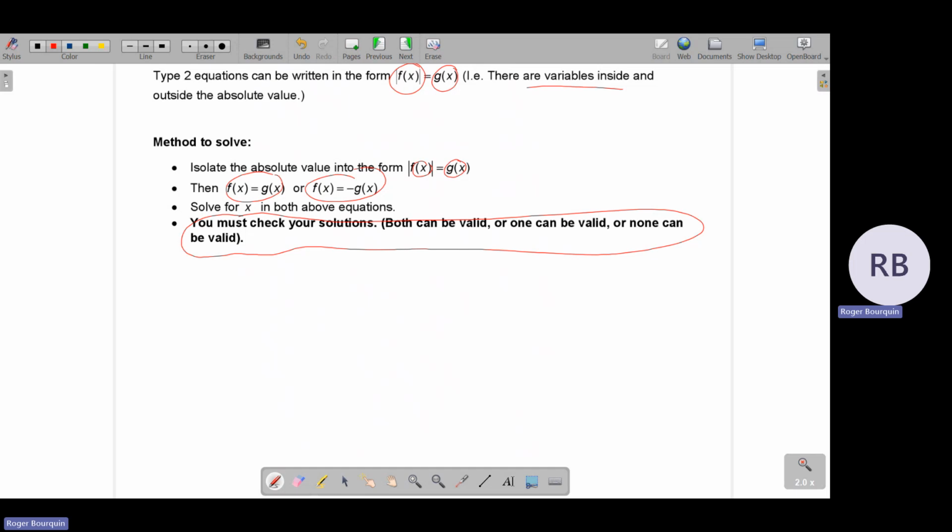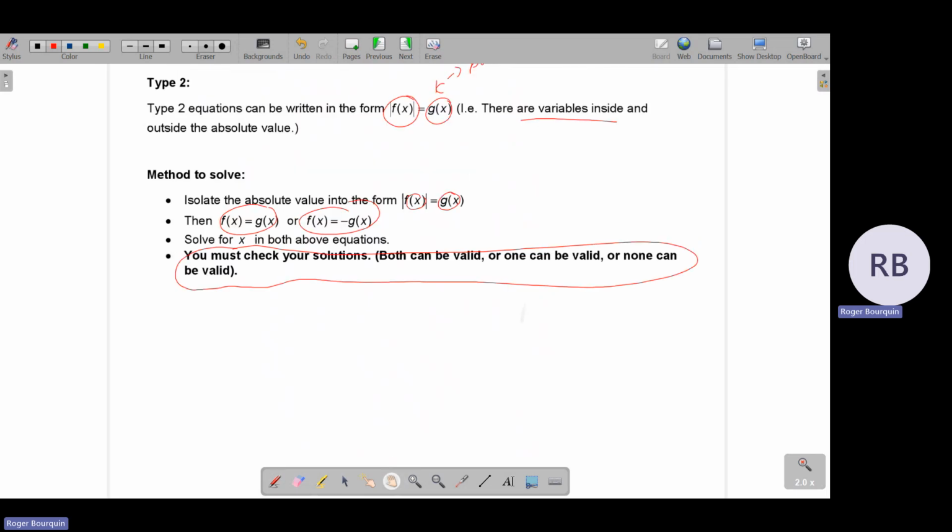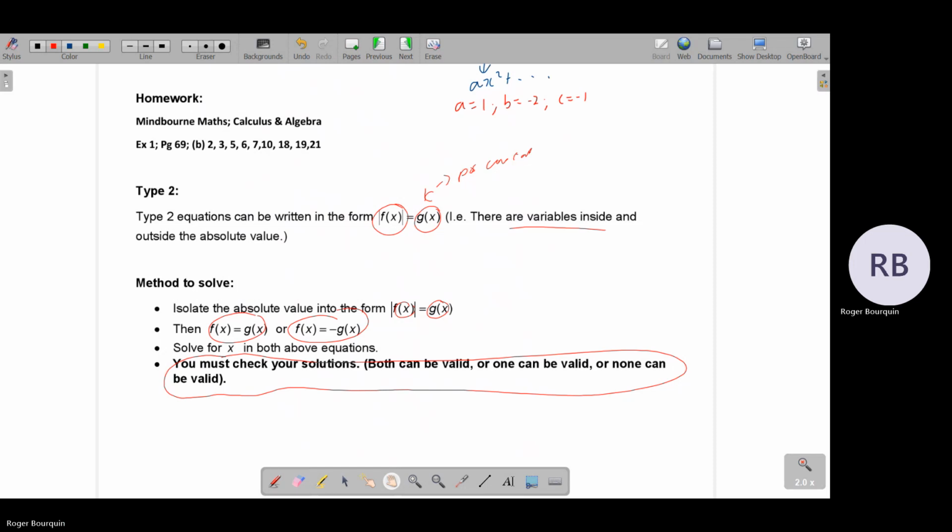When there's an x outside the absolute value, we have to go back and substitute into the original equation to check that your answer actually does work, because this can lead to incorrect solutions. So highlight that last point over there: you must check your solutions, both can be valid. Definitely write that down. That was for the previous type. In the previous type, K was a positive constant.